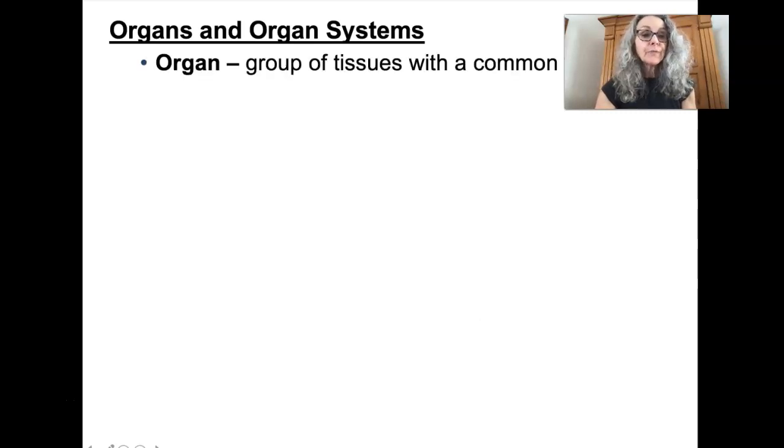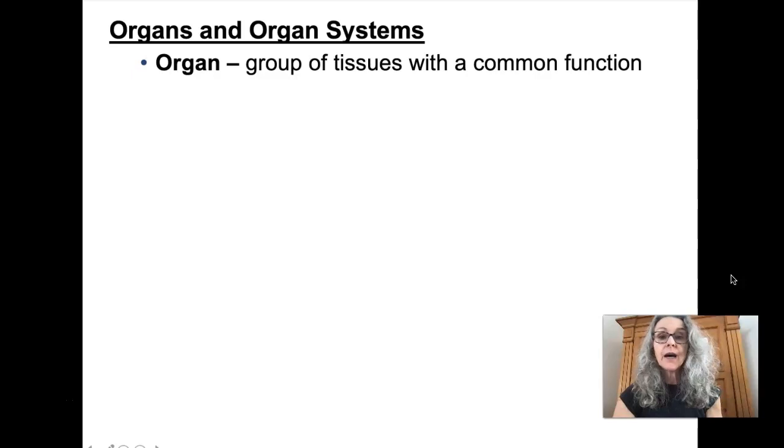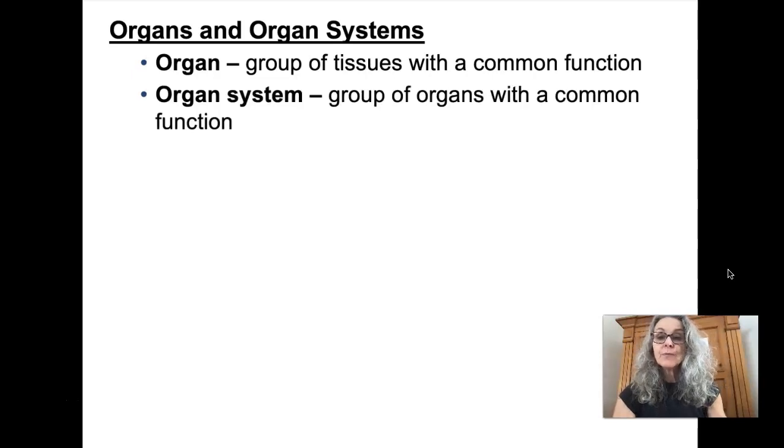So just a little bit of review. Organs are groups of tissues with a common function. For example, the heart pumps blood. It's an organ because it's made up of multiple tissues. It's part of an organ system, which is a group of organs with a common function. The heart is part of the cardiovascular system, which includes the heart and blood vessels.